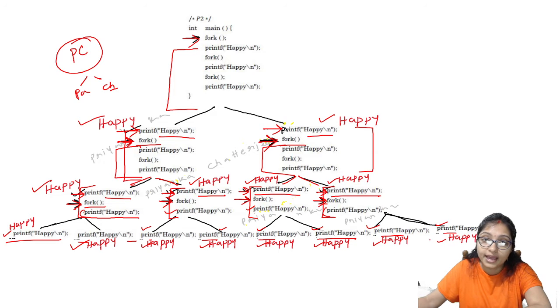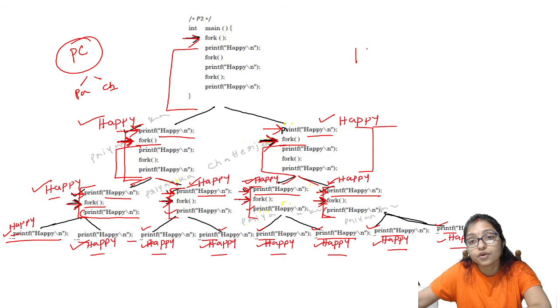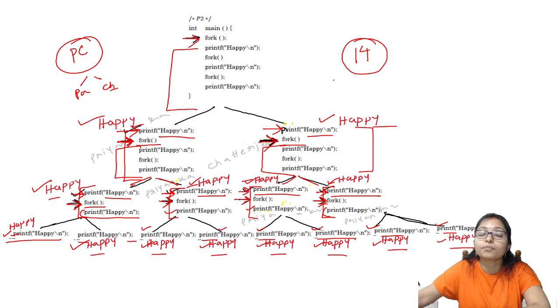Now total how many happies are there in the last line? 1, 2, 3, 4, 5, 6, 7, 8. Here 9, 10, 11, 12, 13, 14. Total 14 happy will be printed from this program in this way. I hope now it is clear to you, right?